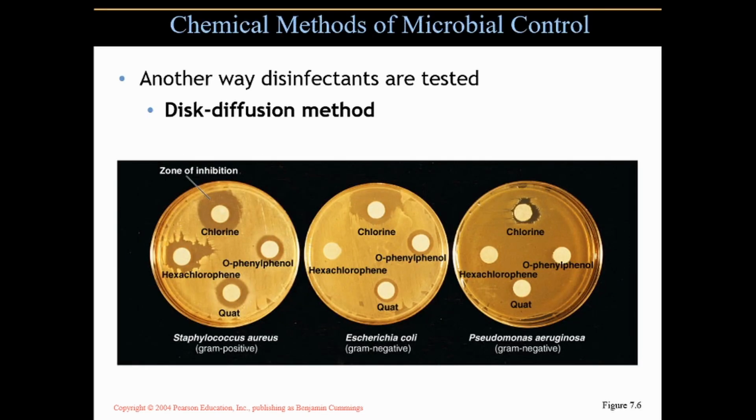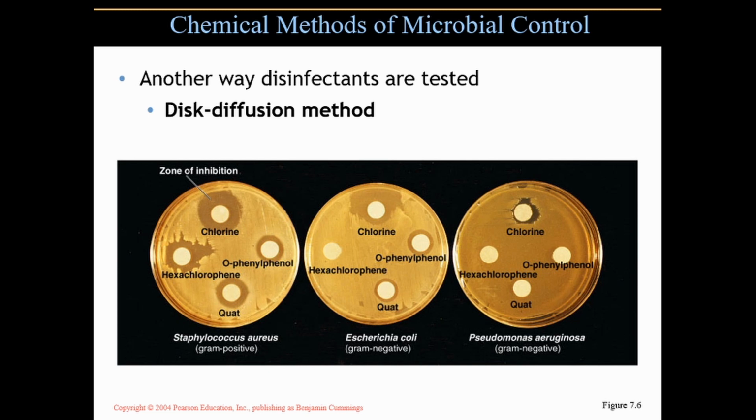Another way is the disc diffusion method, where you simply take a paper disc and dip it into a disinfectant, and then place the paper discs on Petri plates that are covered in bacteria, and then incubate them. After 24 hours, take them out of the incubator, and this is what you'll see. Where the paper discs are, that's where you're looking for what's called a zone of inhibition. In the upper left there, you see that. You can see how effective these different disinfectants are against different bacterial species.